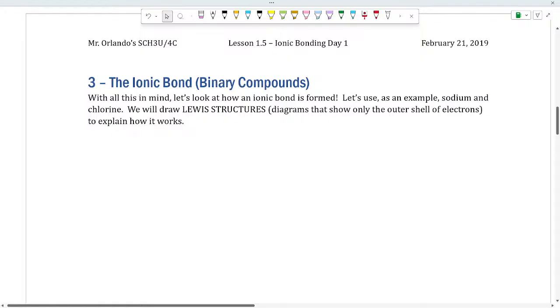So, let's look at the ionic bond. With all that in mind, we're going to use an example of sodium and chlorine. Now, I'm going to ask you to draw Lewis structures. Remind me what a Lewis structure is, if you don't recall.